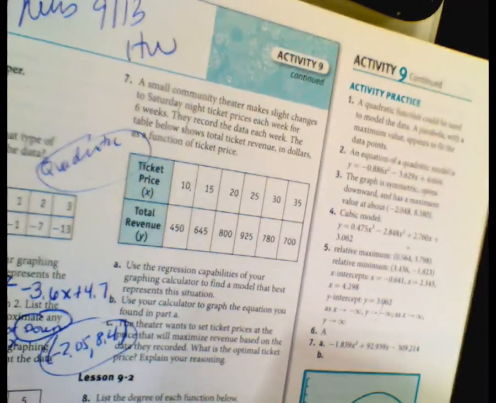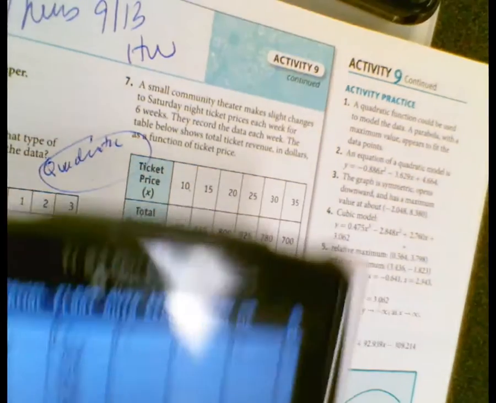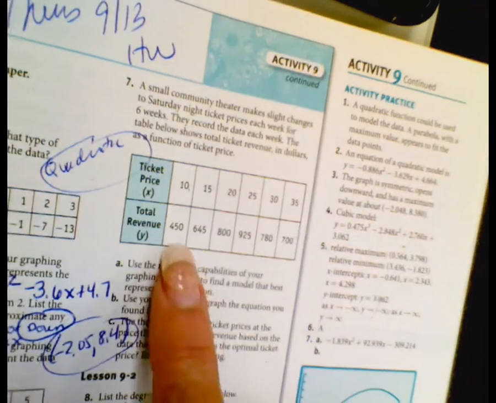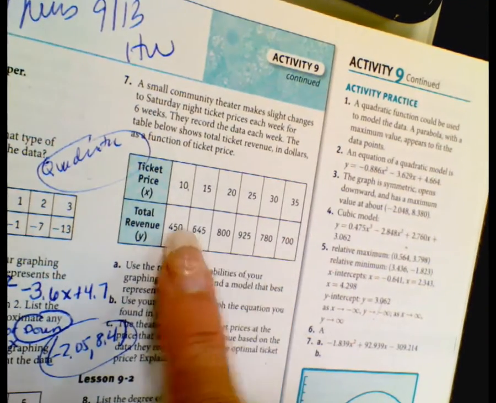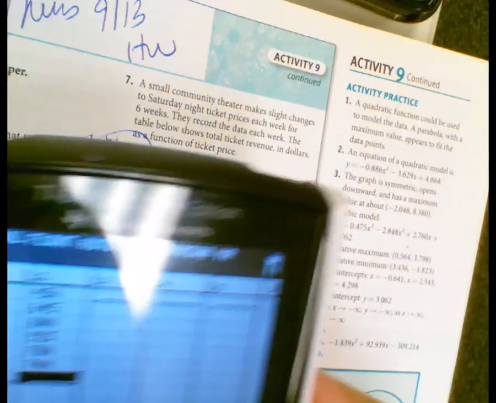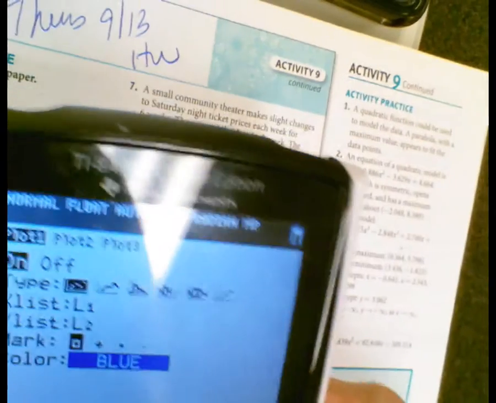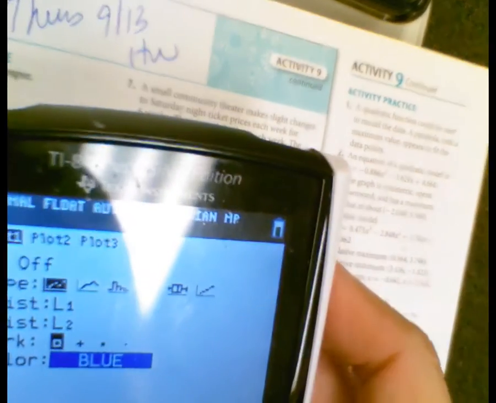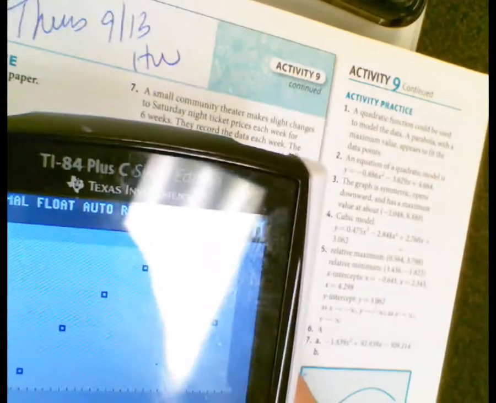All right, we want to find the model. Okay, let's look at the Y's. The Y's look like they just kept going up. Oh, no. They went up here, then they went down. Looks like it's going to be quadratic, but let's see what it looks like. Second Y equals, enter, turn it on. It's on list 1 and list 2, and press zoom, 9.